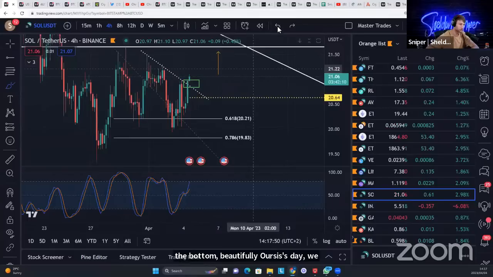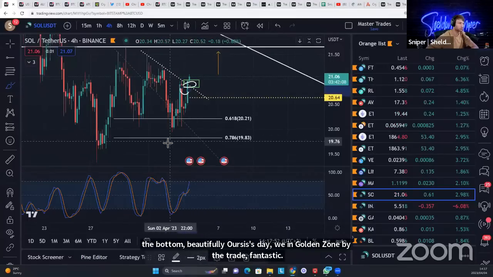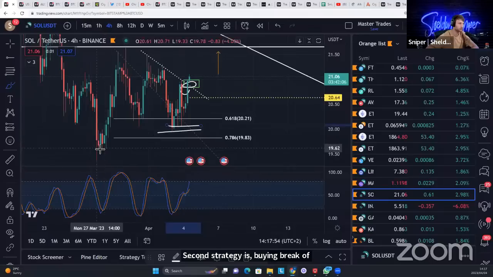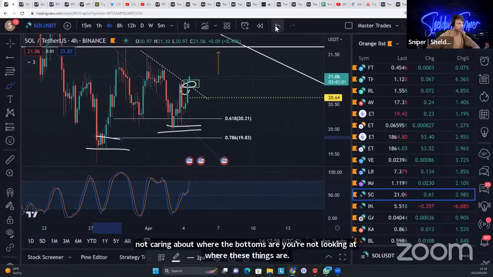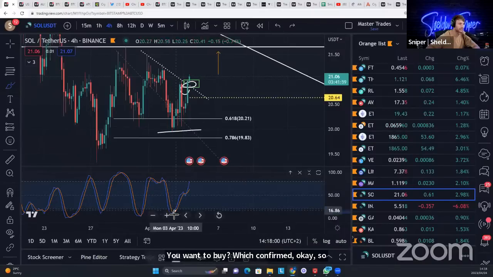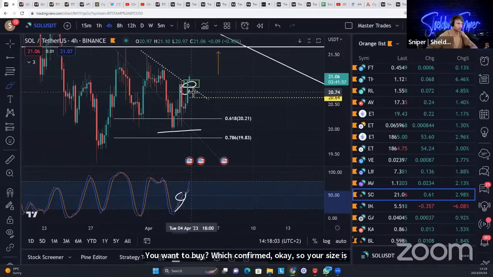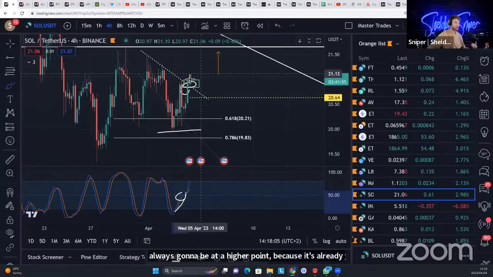You get a second strategy. The second strategy is buy on break of trend. It means you're not caring about where the bottoms are. You're not looking at where these things are. You want to buy where it's confirmed. So your RSI is always going to be at a higher point because it's already left the floor, and you're buying when it's a confirmed breakout. So make that very clear when you're focusing on the RSIs.